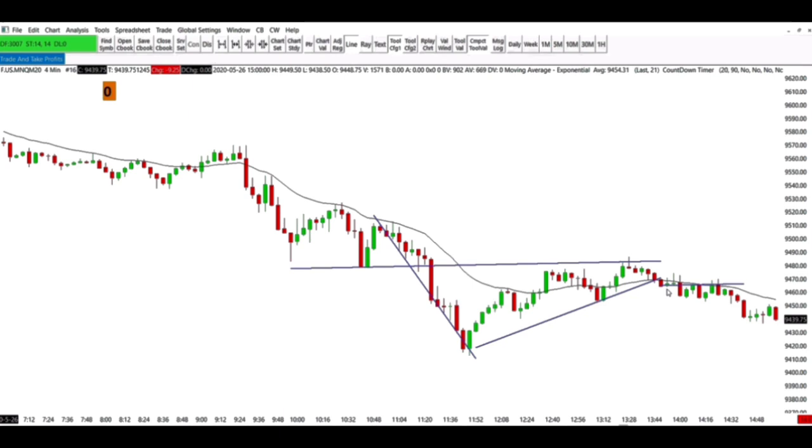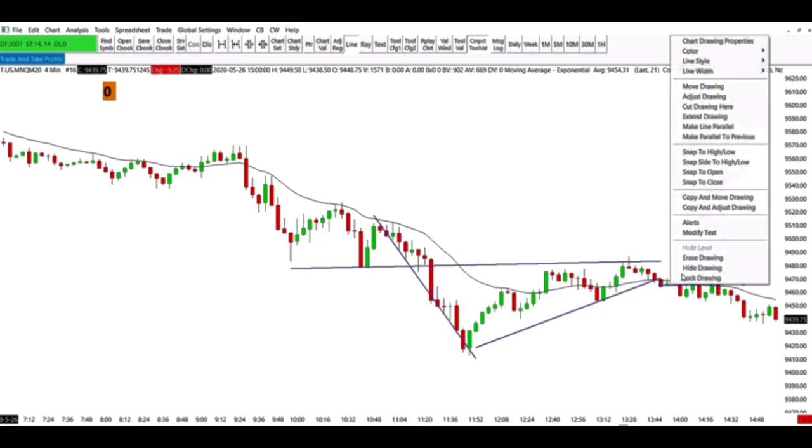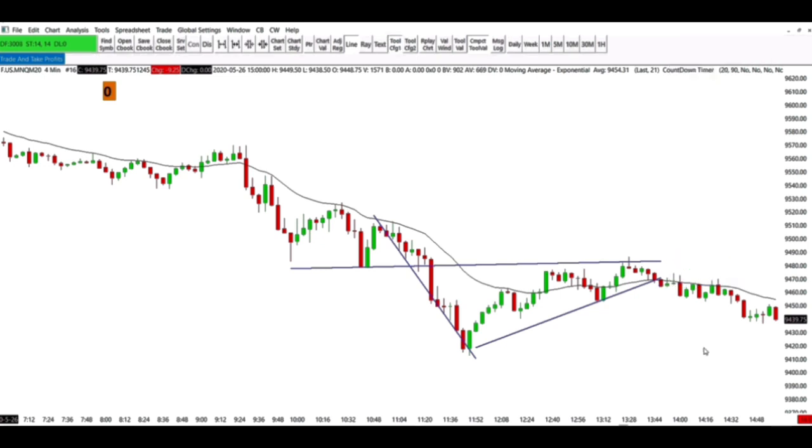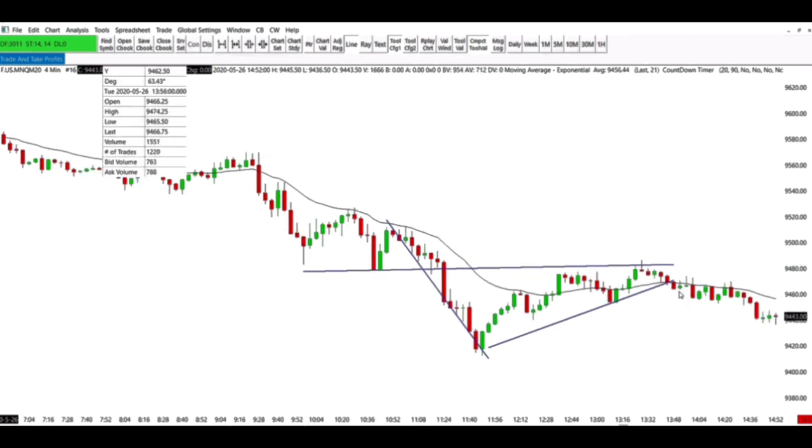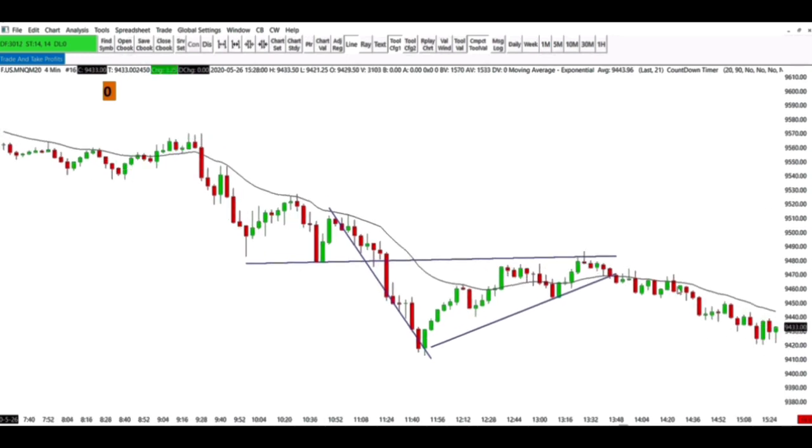So any type of pullback, let me erase this so you guys can see. This is a pullback right here because the market went down and went back up. Even if it's one candle, it's still a pullback. Any pullback will create a swing high or swing low. Yes, they're small, but when you're day trading, and even sometimes when you're swing trading, you want to take advantage of this because it will give you profits.